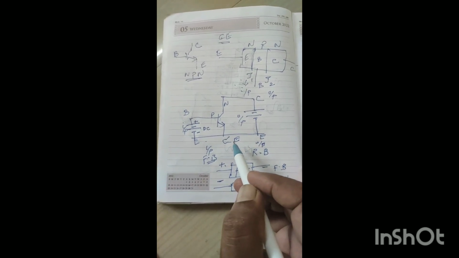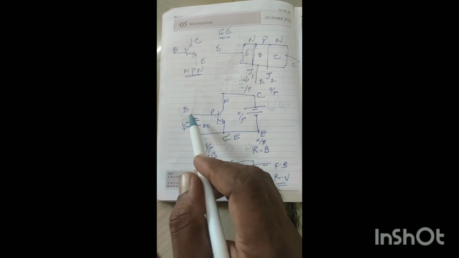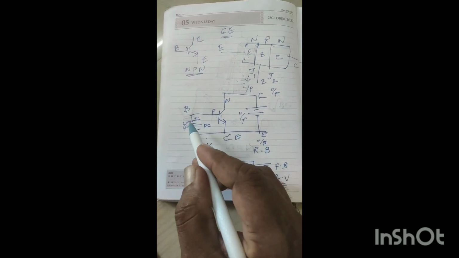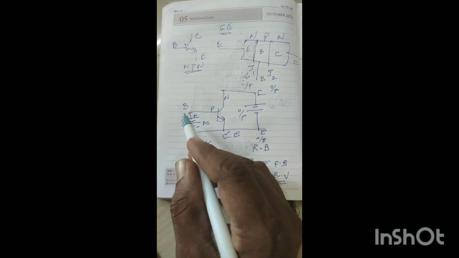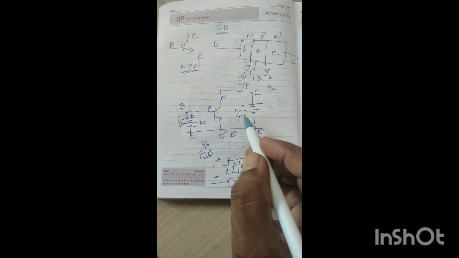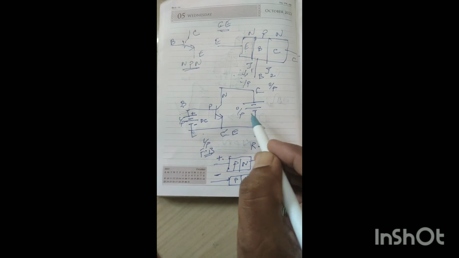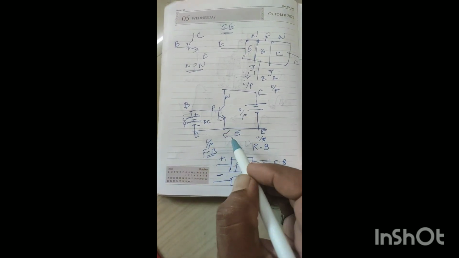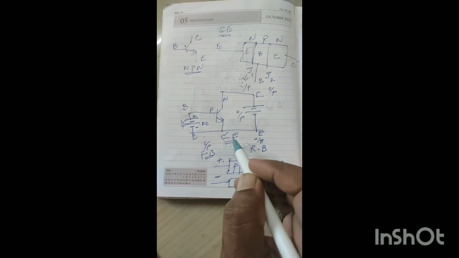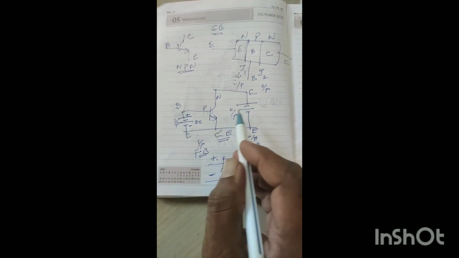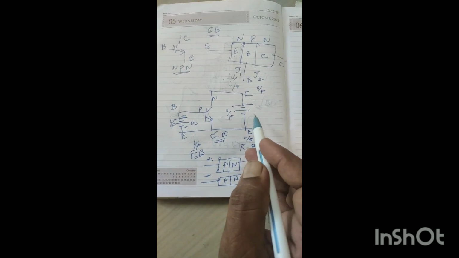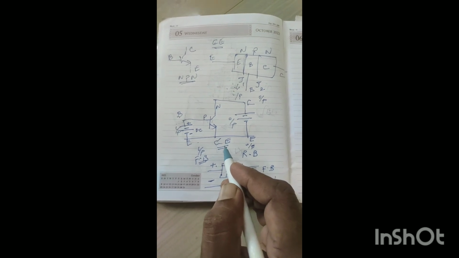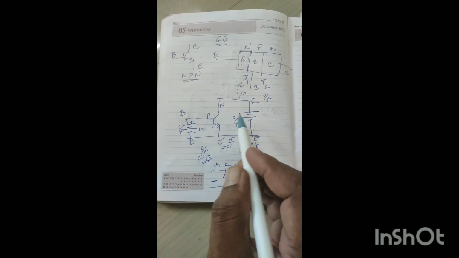In the common emitter configuration, the emitter terminal is common, the base terminal is input, and the collector terminal is output. The input should be forward biased, so we make the additional DC voltage like this. The output is reverse biased, so we make the output DC voltage connection like this. This is the biasing arrangement of the common emitter amplifier. Here we are using two separate DC sources, one for input and one for output. This arrangement is called the common emitter amplifier configuration. We have to bias in such a way.